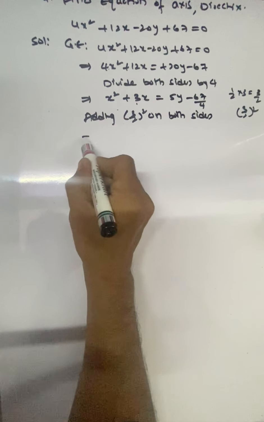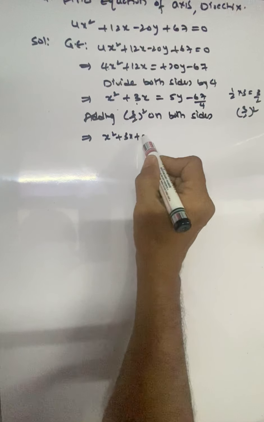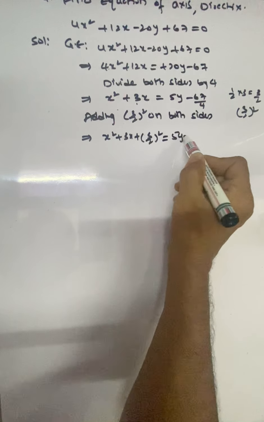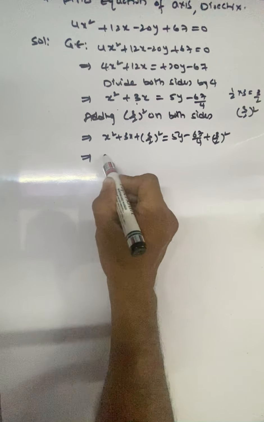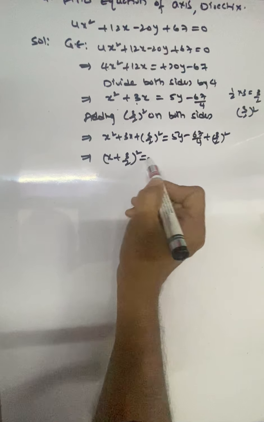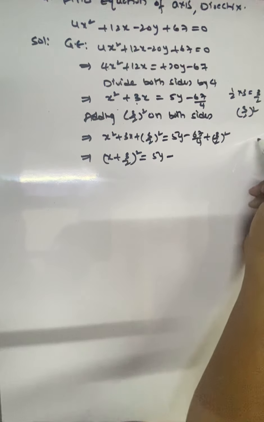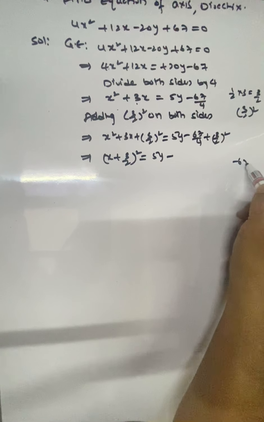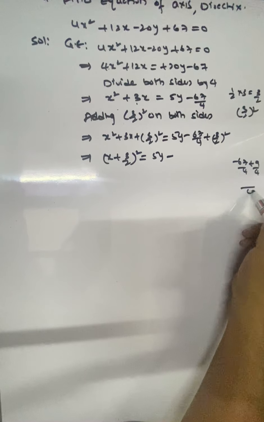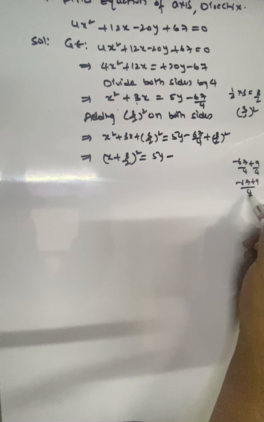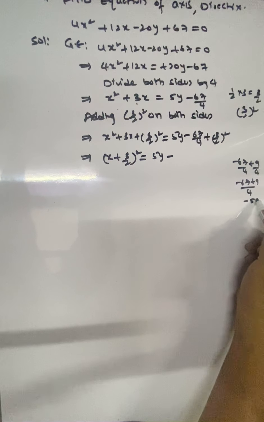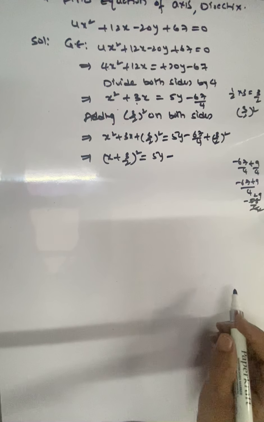So we have x square plus 3x plus 3 by 2 whole square equals 5y minus 67 by 4 plus 3 by 2 whole square. On the left side we have a plus b whole square. On the right side, 5y, and we have minus 67 by 4 plus 9 by 4. 4 common, minus 67 plus 9. Minus 67 plus 9 is how much? 58 by 4. So we have minus 29 by 2.